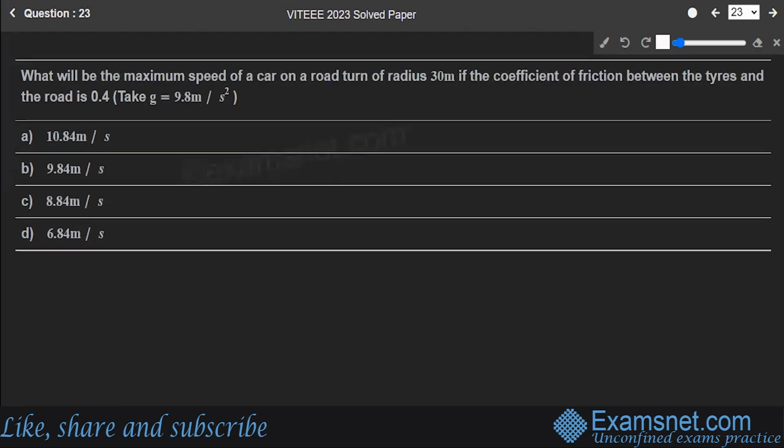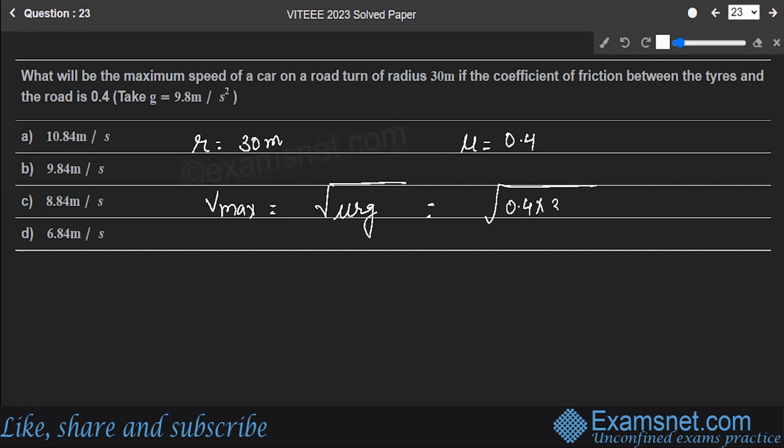What will be the maximum speed of the car on the road turn of radius 30 meters if the coefficient of friction between the tires and the road is 0.4. You have to take the value of g as 9.8 meters per second square. Now, in the question, you have R as 30 meters and the coefficient of friction is given as 0.4. Maximum velocity is given by root of mu R g. So this is 0.4, 30.